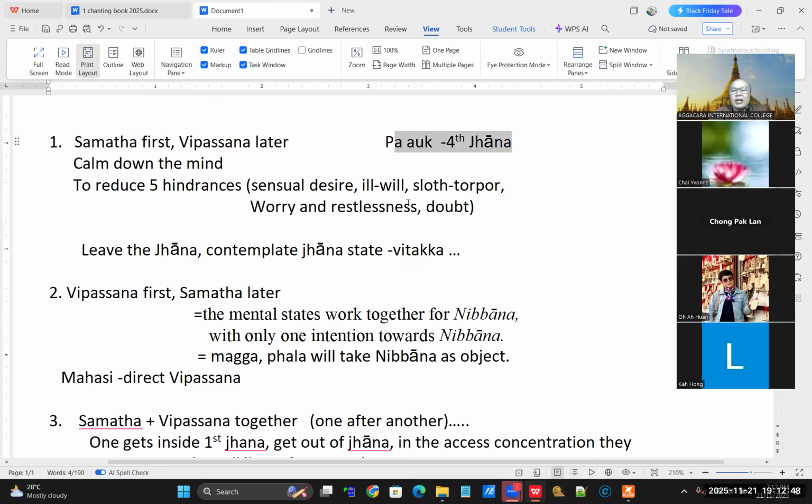So the mind is very calm, peaceful. So if you do the vipassana, then it's very powerful. But if you cannot get any jhana, then try to go for the second method. There's no point wasting 1 year, 2 years, 3 years, 4 years just trying to get this samatha. You can go for the second method, where you practice vipassana first and try samatha later.